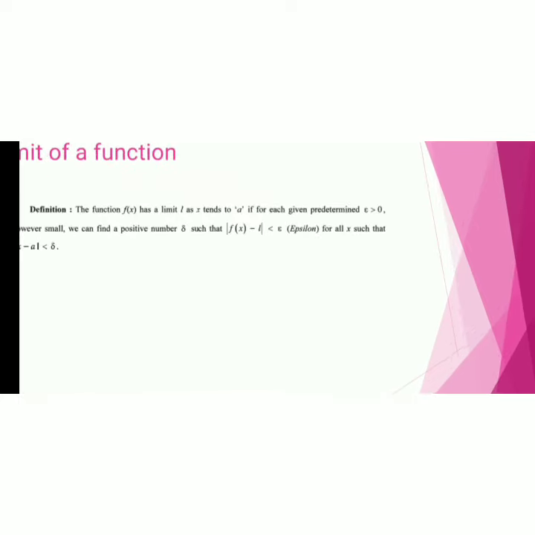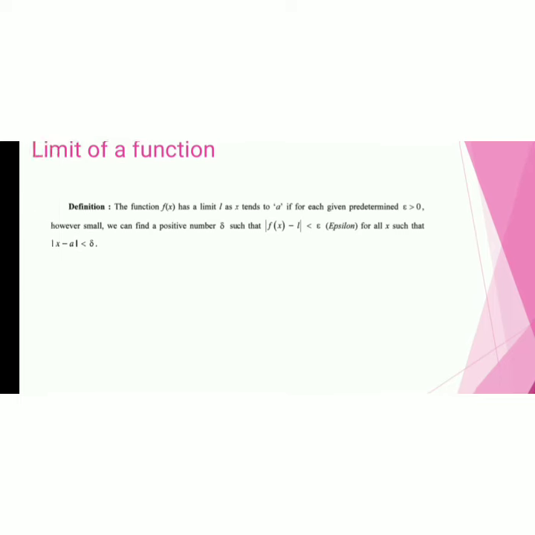Moving on to limit of a function. Now the function f(x) has a limit L as x tends to a if for each given predetermined epsilon greater than 0, however small, we can find a positive number delta such that modulus of f(x) minus L is less than epsilon for all x such that modulus of x minus a is less than delta. Now this is the definition which is given for the limit of a function. You have to remember, as it is given, you cannot change it.